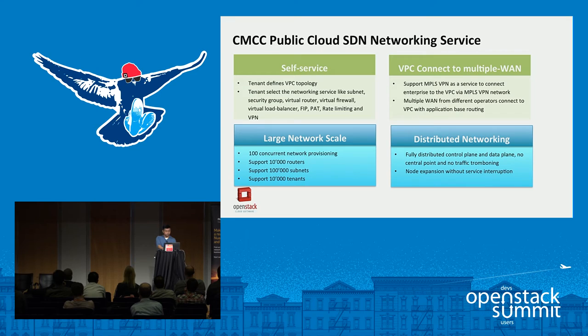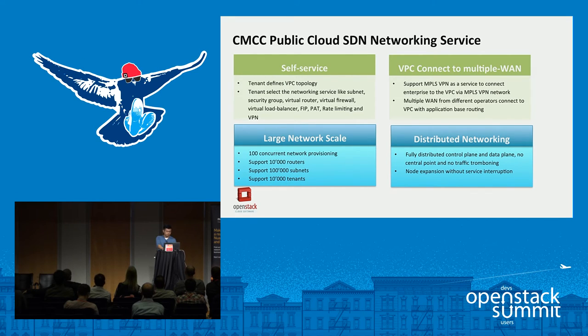China Mobile Public Cloud offers very competitive network features for the end user. First, we allow the end user to self-design their own network in the VPC. Tenants can select network services like subnet, security group, virtual router, virtual firewall, virtual load balance, floating IP, PAT, rate limiting, and VPN. Second, we leveraged the China Mobile existing VPN backbone to connect the VPC to our WAN connection. We support MPLS VPN as a service to connect enterprise to the VPC via MPLS VPN. We also support multiple WANs from different operators connecting to the VPC via application-based routing.